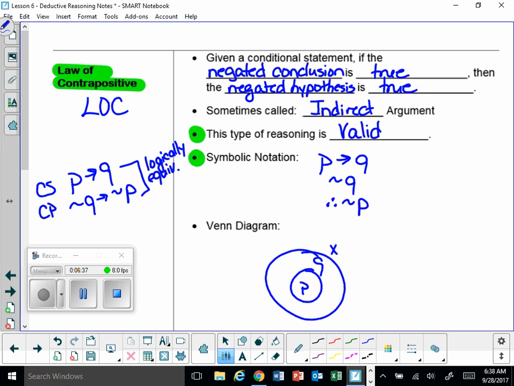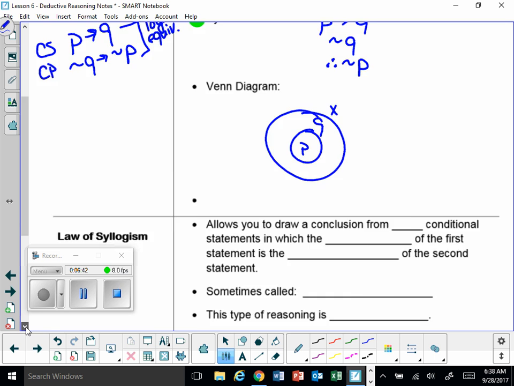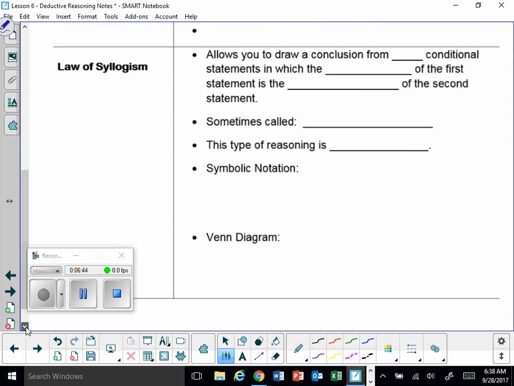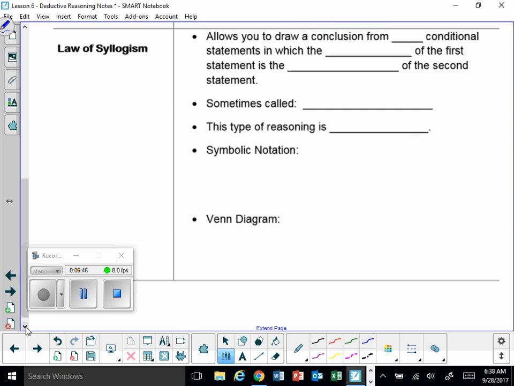Law of syllogism is up next. The law of syllogism should remind you of something from Algebra 1. All right. Law of syllogism will, of course, be a note card. And we're going to include the type of reasoning and the symbolic notation. We often abbreviate it LOS.